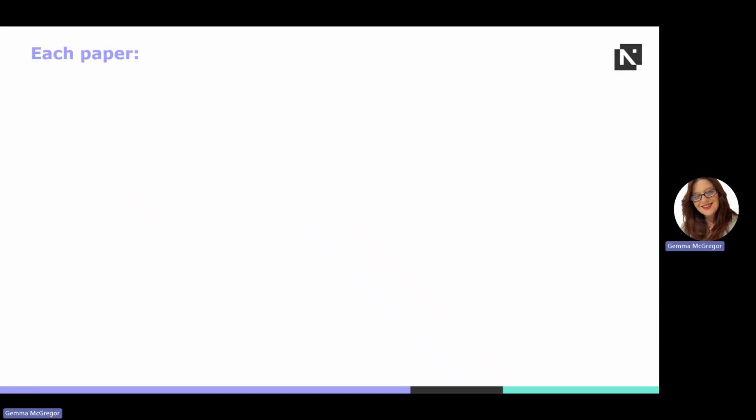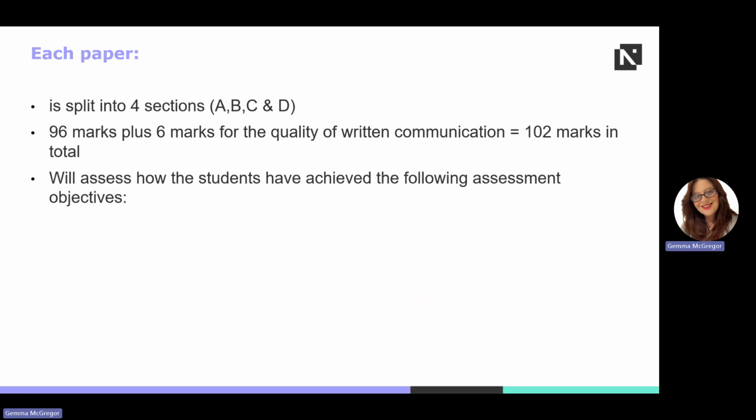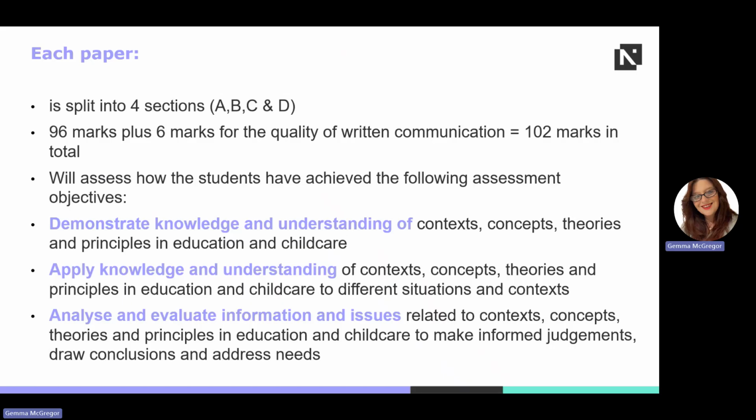Looking at the structure of the exam papers, we can see that it's split into four sections, A, B, C and D. There are 96 marks for each, plus 6 for quality, which is where the students can include their English skills. As already mentioned, there's a mixture of question types, using the three assessment outcomes as the basis. The final three bullets here remind us that the different types of questions will be asking the students to do different things. I've highlighted the differences for you to show the action verbs our students should develop their awareness of, for the best chances of success.